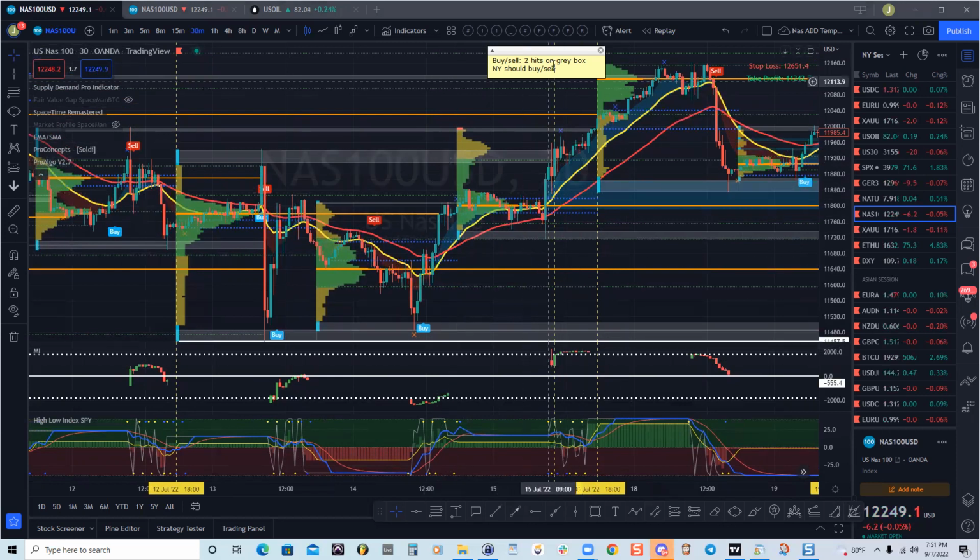So this rule here is violated. Just because you get 2 hits on the gray box doesn't mean you're gonna buy or sell. Because up here should be a sell. All the other ones have been buys, right? Or a sell. This one's a different one. So then you have to look at all the other conditions.